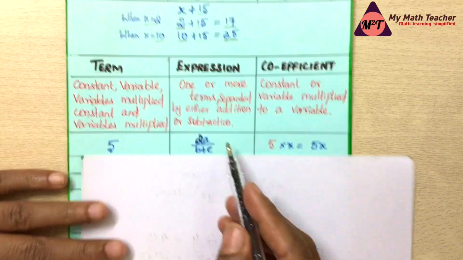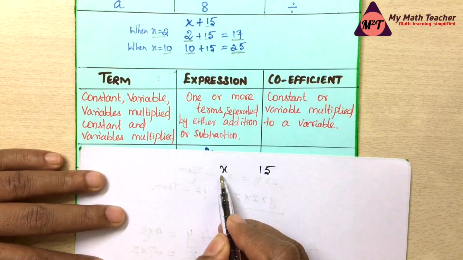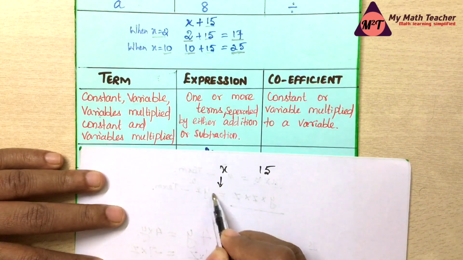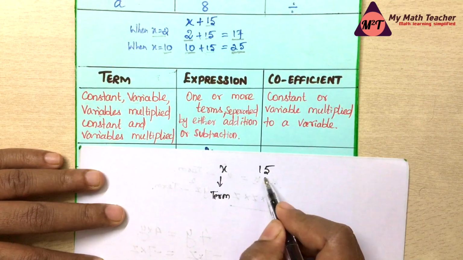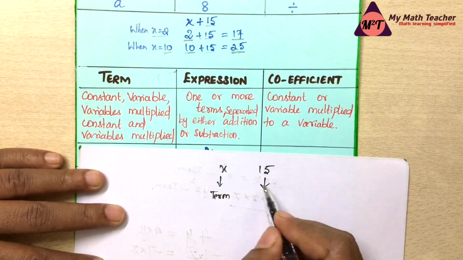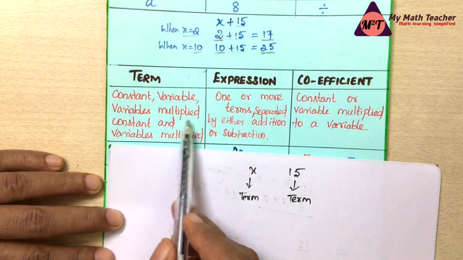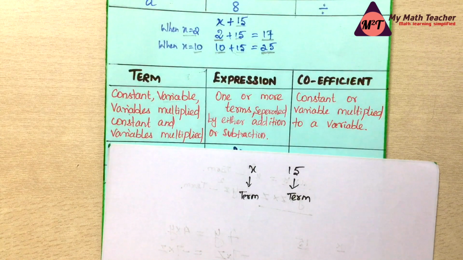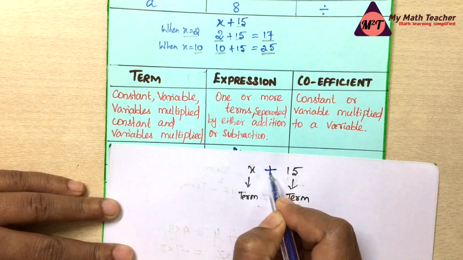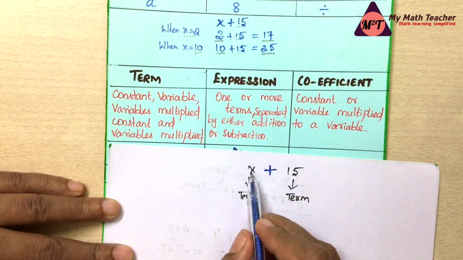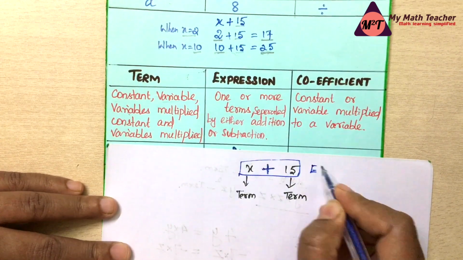Okay. Now for example, let us take the same x and 15. X is a variable which is also called a term. Specifically, we will mention this as a variable. And 15 is a constant. Again, in general, it is called the next term, because terms are constants, variables multiplied, and variable and constant multiplied. How many terms are there? 2 terms are there. Here, I am joining these 2 terms with an operator which is plus, that is x plus 15. Now this as a whole is called an expression.